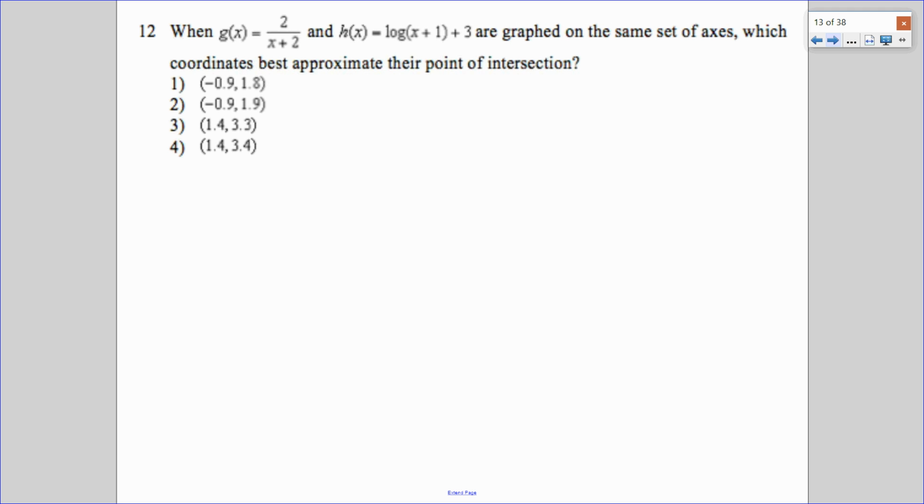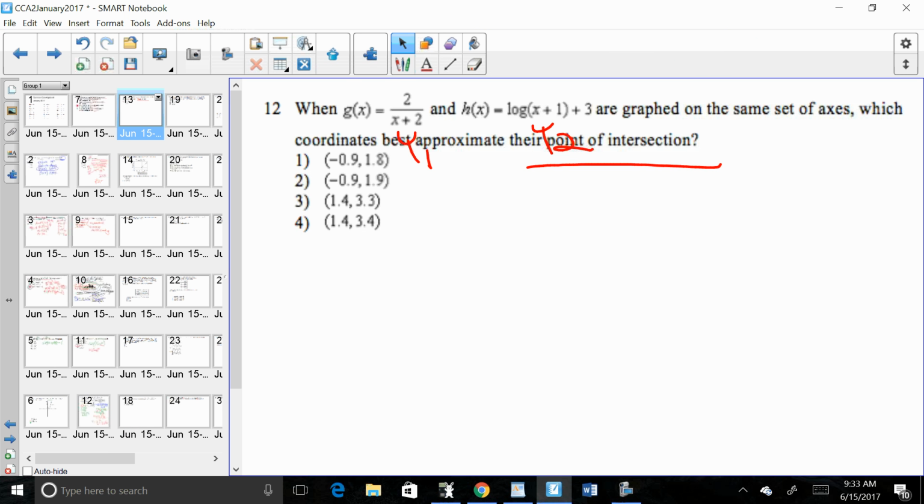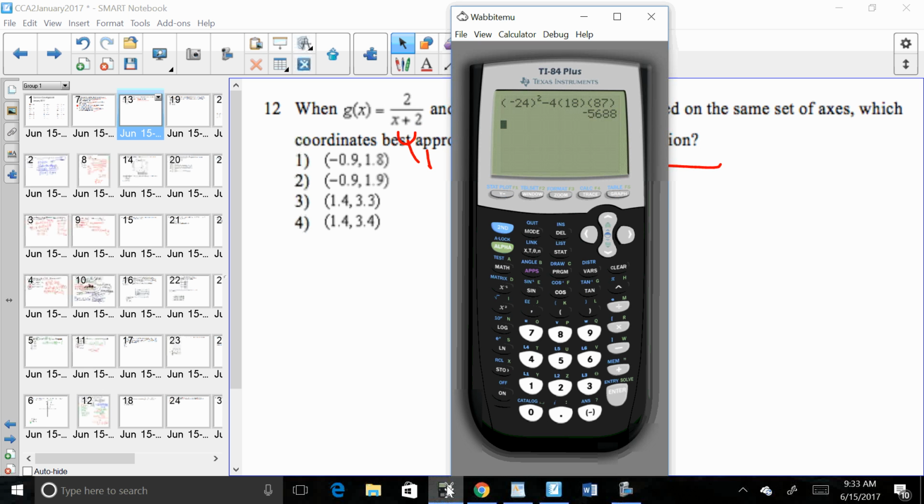Okay. When g of x equals 2 over x plus 2 and h of x equals log of x plus 1 plus 3 are graphed in the same set of axes, which coordinate best approximates the point of intersection? Can't get any more straightforward than this. y1, y2. I'm going to put them both into the calculator. I'm going to find their point of intersection. I'd say more than half of the time, you will need to adjust your window. I've got a feeling on this one I'm not, but be aware that it's very likely you're going to have to adjust your window. If you don't know what I mean by that, well, do something about it.